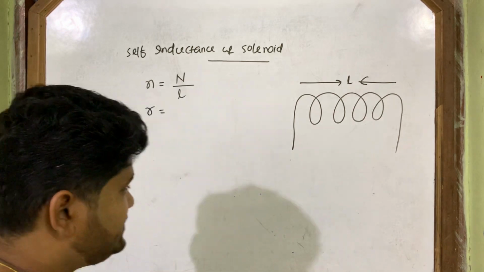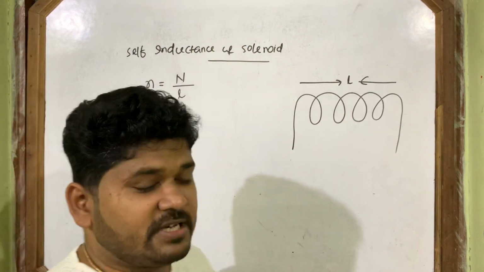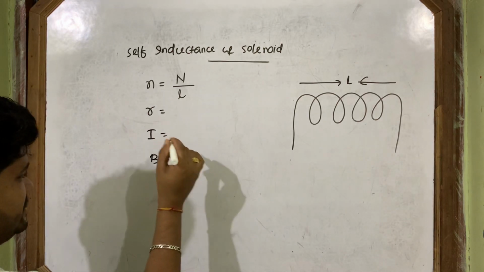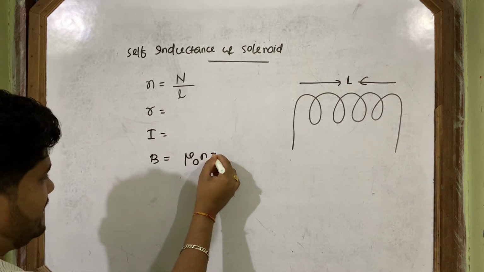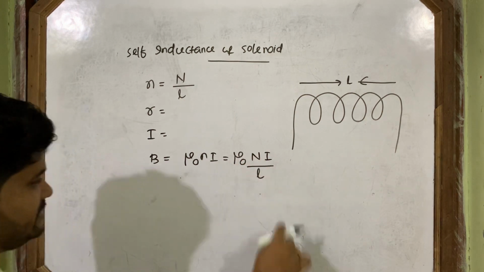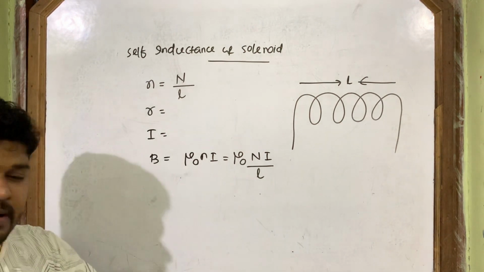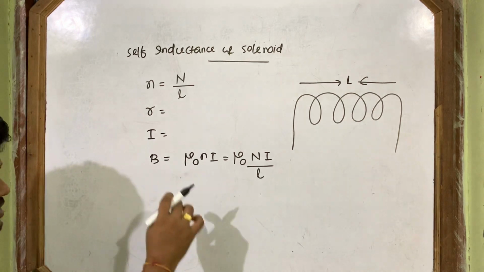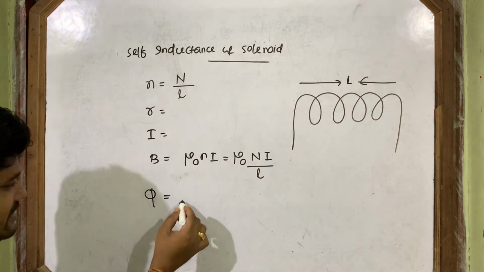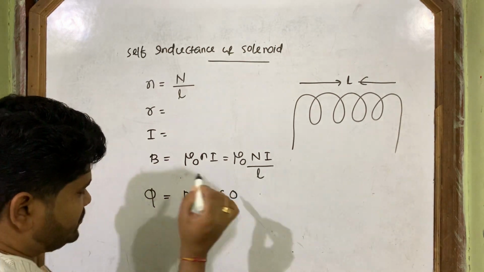So let's take I as the current passing through this solenoid. What is the magnetic field? Magnetic field B is equal to mu naught n I, so mu naught N I by L. In place of small n, I wrote N by L. Okay, so then what is the flux linked with this? Flux linked phi is equal to B A cos 0.